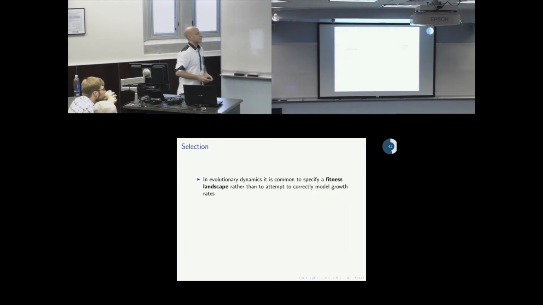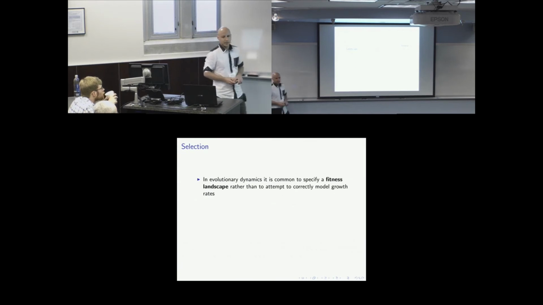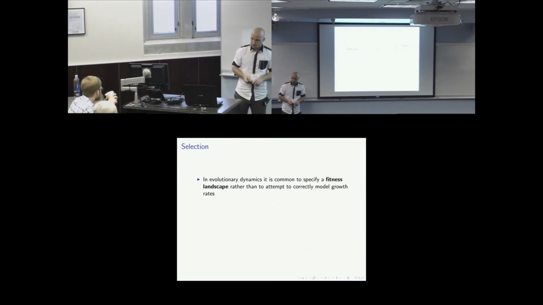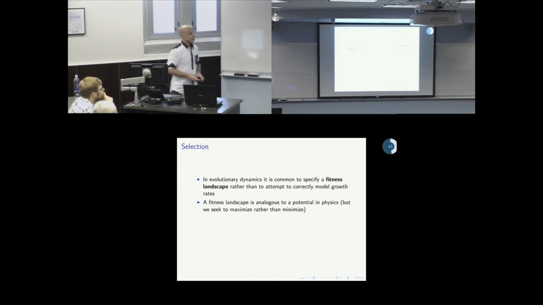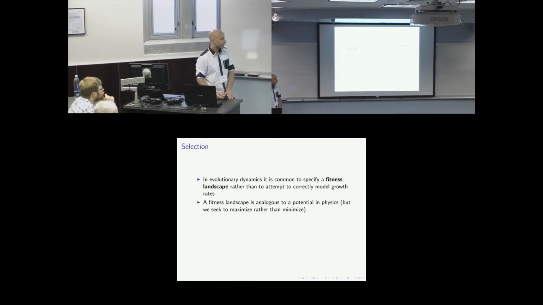But nevertheless, I'm still going to use a fitness landscape. One, just to keep connections to the way people normally model these things, and two, because I don't want to attempt to correctly model the growth rates in these scenarios. So for me, a fitness landscape is going to be just analogous to a potential in physics, except typically we try to maximize it rather than to minimize it.